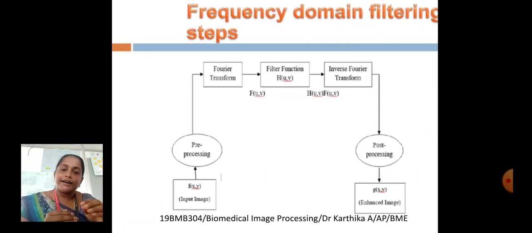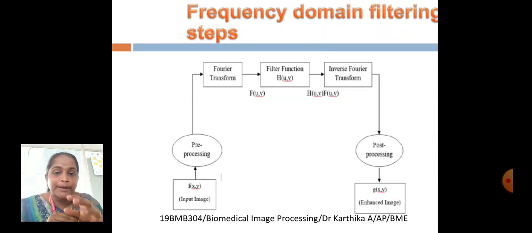Here it shows the frequency domain filtering steps. First of all, our input image f(x,y) is fed into the pre-processing. After pre-processing, the image is fed into the Fourier transform. Here we have two components, one is u and another one is v. It denotes the image properties as well as the image axis here. Next, this is moved into the filter function H(u,v).